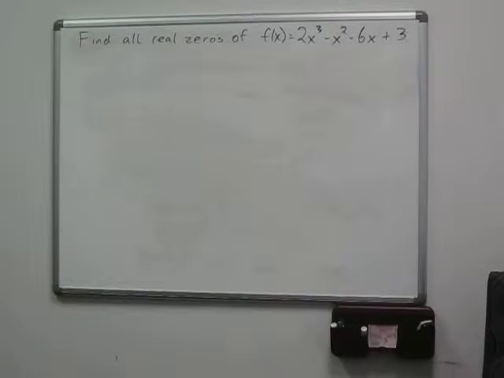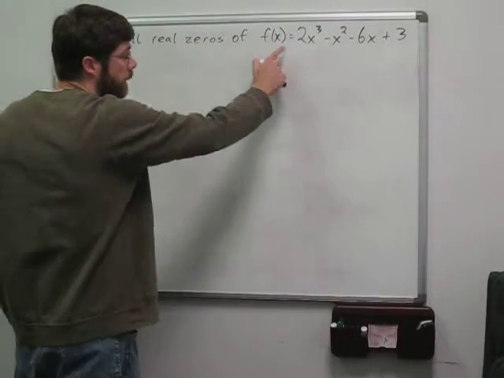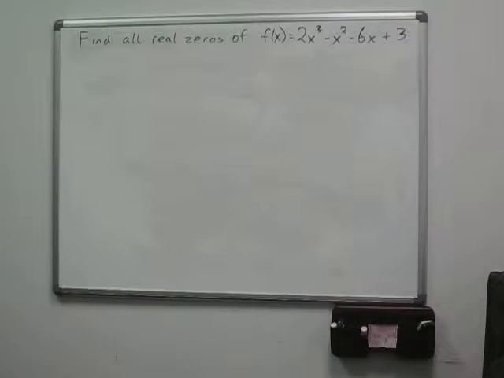In this problem, we want to find all the real zeros of this polynomial. But unlike the last problem, we are not given a zero to start with. So we have to find our first zero. Now we certainly don't want to find that zero by randomly guessing, by plugging in various real numbers, because that could take forever.